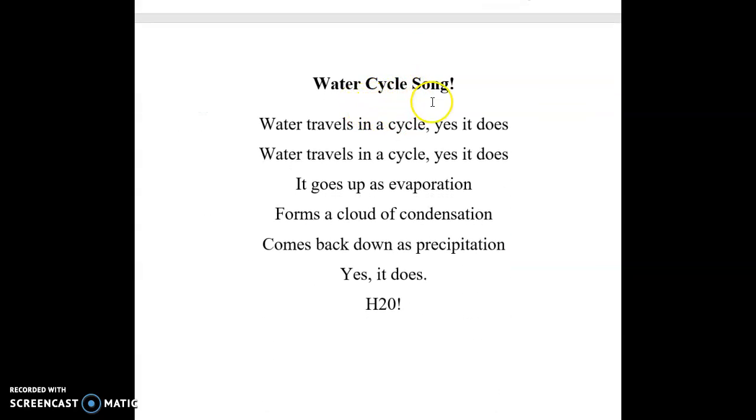So it's a song that actually my cousin learned when she was in fourth grade about 10 years ago.